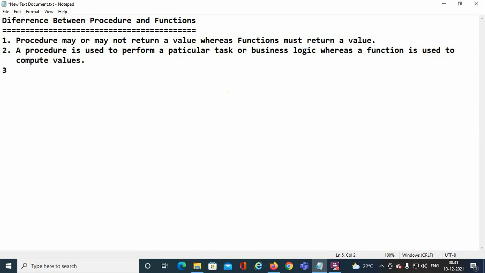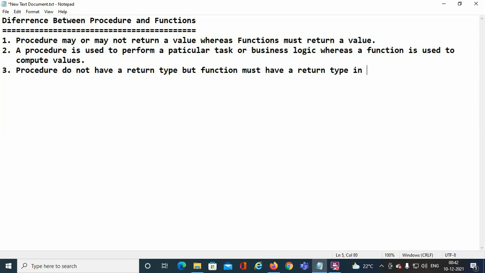The third point, which most candidates miss when stating the difference between procedures and functions, is that a procedure does not have a return type. This is a very important difference. Procedures do not have a return type, but functions must have a return type in the declaration. You have to remember this.